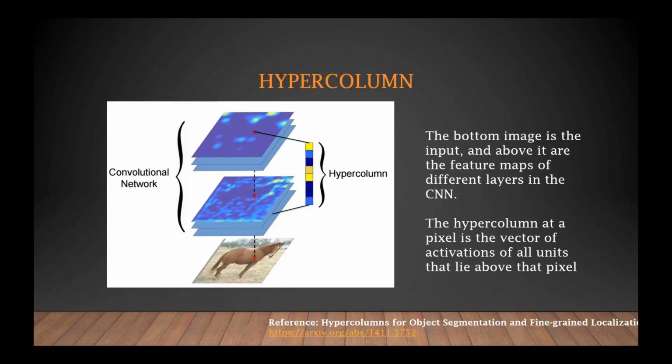And the hypercolumn usage. A hypercolumn at one pixel is a vector of the activations of all units that lie above that pixel. The idea is that, for current layer training, instead of using only the features coming from the last layer and the previous layer, the hypercolumn uses all the features from all the previous layers and combines them into current training. That way we never lose any features during the training process.